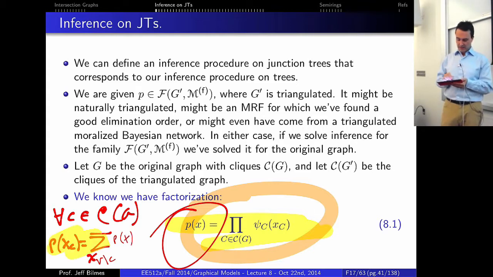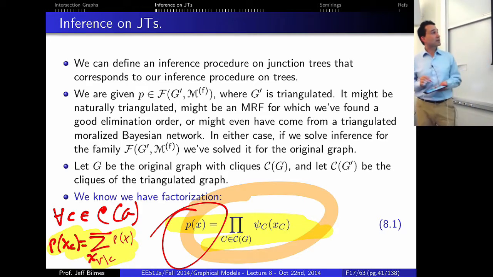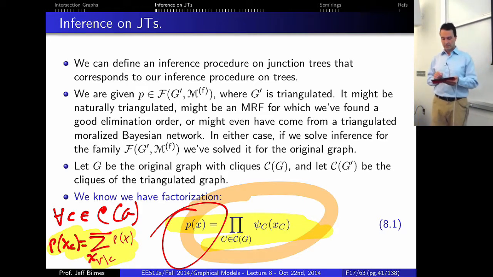So this is the thing down here. Hopefully you can see it on screen. This is the thing down here that we need. And that xc is for the max clique and not the smaller clique. That's for the original graph cliques.